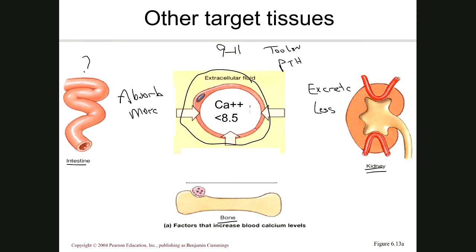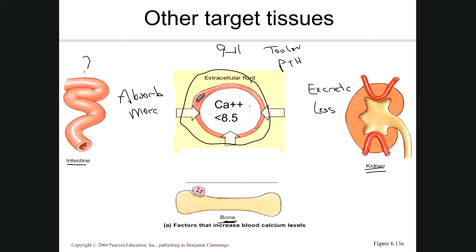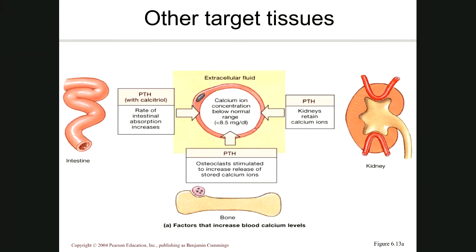And what's going to happen here at the bone? Am I going to deposit calcium or remove calcium from the bone? I'm going to remove it. So I'm going to take calcium from the bone and put it into the blood. And all three of those things are going to make blood calcium go up. Blood calcium is going to go up. And so what I'm going to do is I'm going to fix the problem.